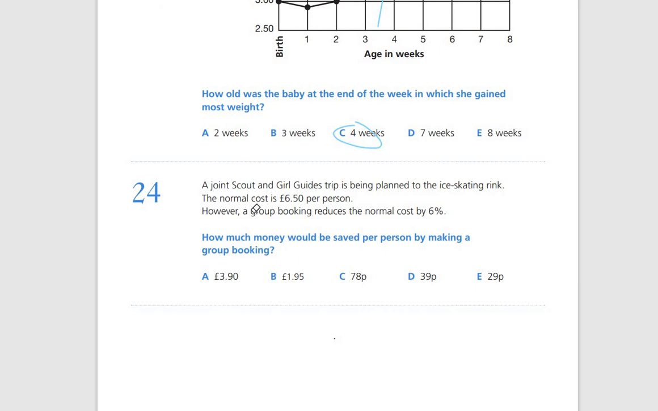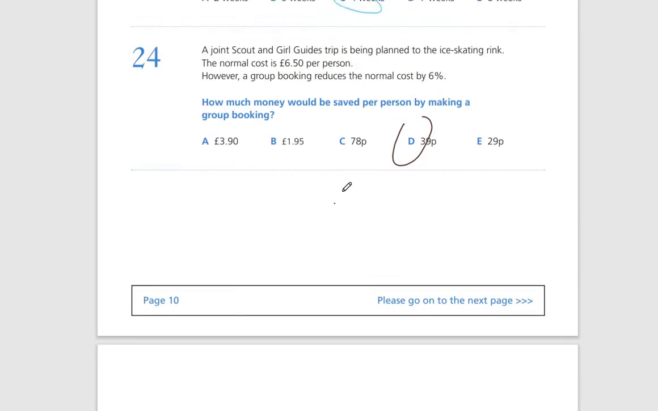Alright, working it out. A little bit messed up there, but I've got it, and it's 39p. You get 39. You got 39, and you save 39p for each person. All you do is £6.50 and 6% of it. If you don't know how to work that out, I'll quickly write it down.